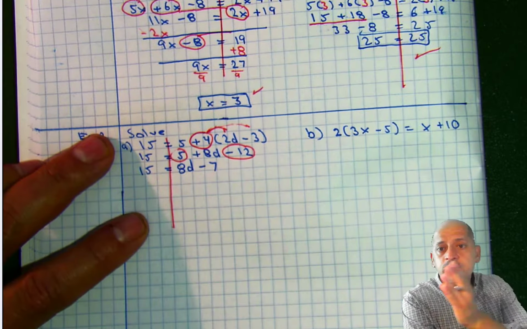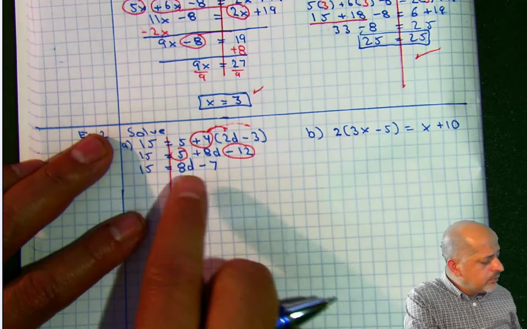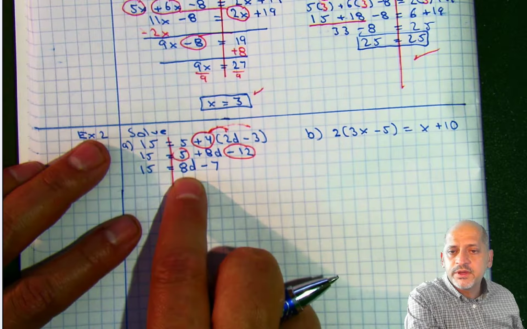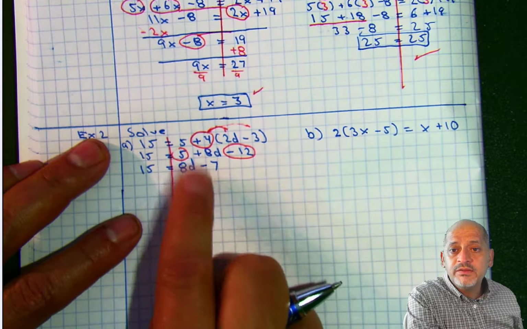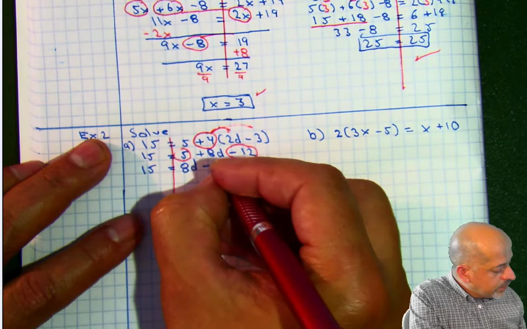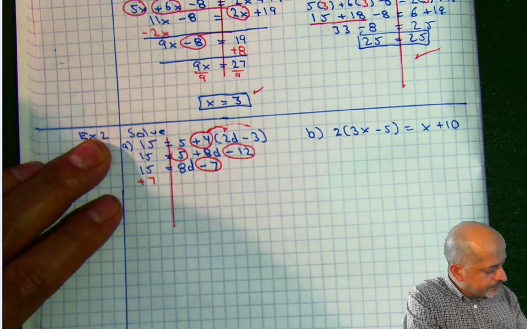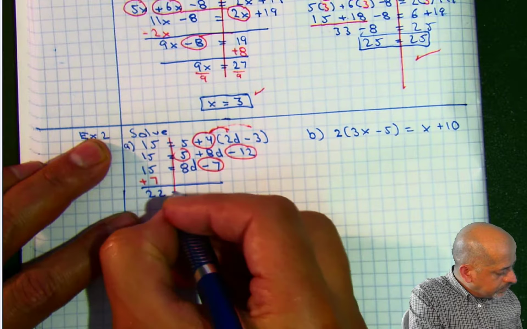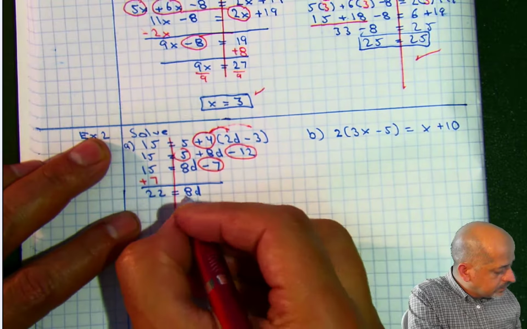And now I can just move. What should I move to the left? Well, I can move my negative 8d to the left, but in this case I want to leave the d by itself, so I'm going to leave the d on the right. We'll make it a little bit easier. So I'm going to move my negative 7 to the left. You can say positive 7. Go and draw the line. That gives you 22 equals 8d. And the next step is to divide by 8.